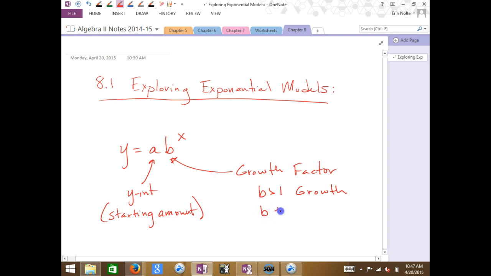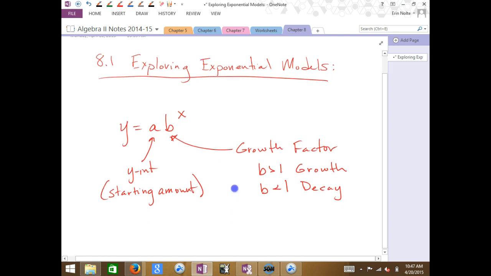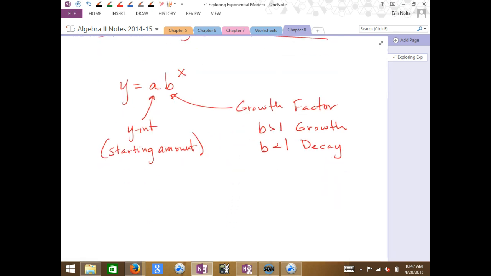If the b value happens to be less than 1, then what would the opposite of a growth be? A shrink, a decline. They call it a decay. Decay. These words are making sense to me in a different way. Perfect. So you also need to know that the b value must be greater than 0.